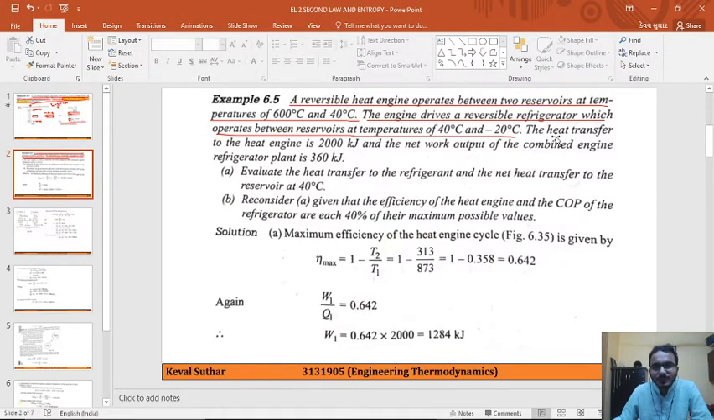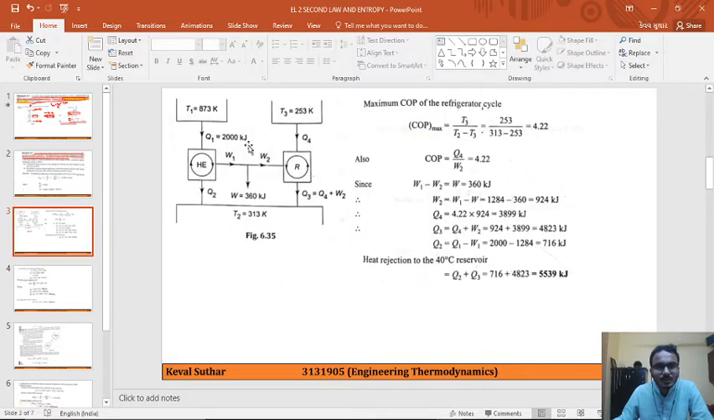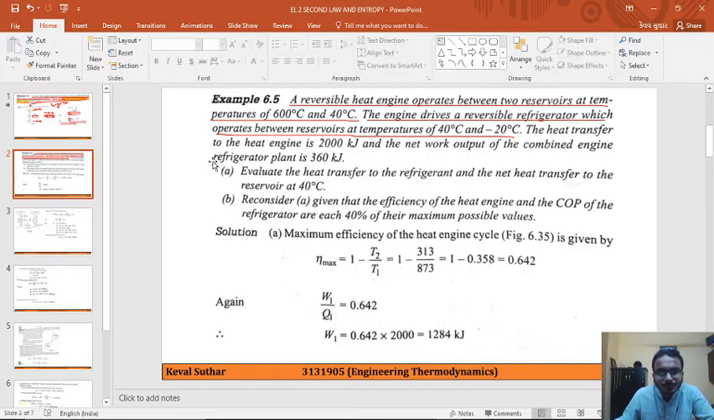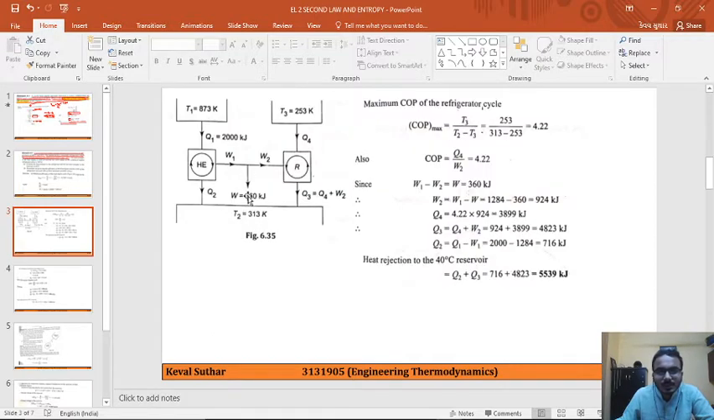Now the heat transfer to the heat engine is 2000 kilojoules, that is shown over here as Q1. Q1 is equal to 2000 kilojoules. And the net work output of the combined engine and refrigeration plant is 360 kilojoules. So here if you see, the net work output is 360 kilojoules.